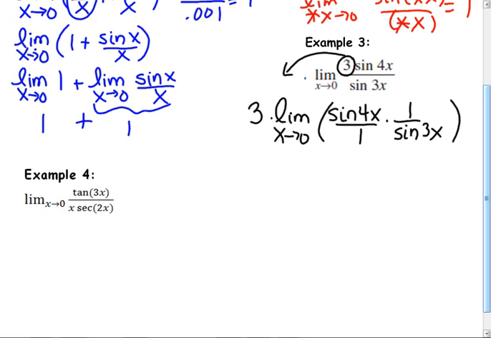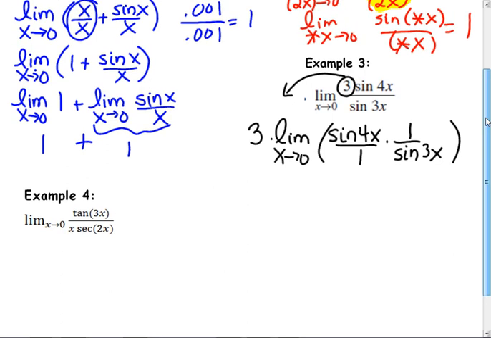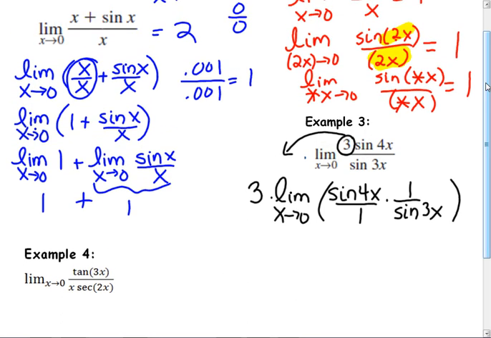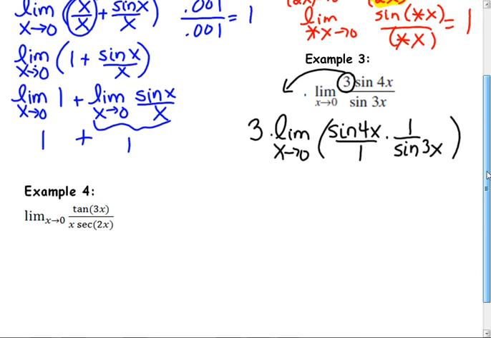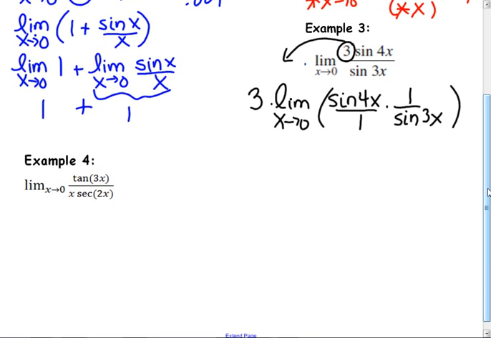Because if I do 1 times sine of 3x, I get sine of 3x. If I do 1 times sine of 4x, I get sine of 4x. And now knowing that I want to get what I have up here, some number times x divided by some number times x, I could get this to work if I had what in the denominator right here. What would make this work? Just a 4x, right? These would match. If x goes to 0, would 4x also go to 0? Yes. We can make that a 4.